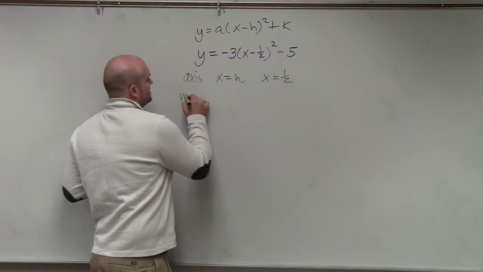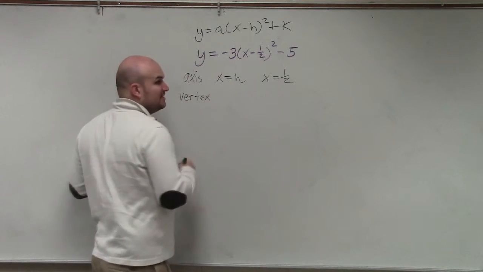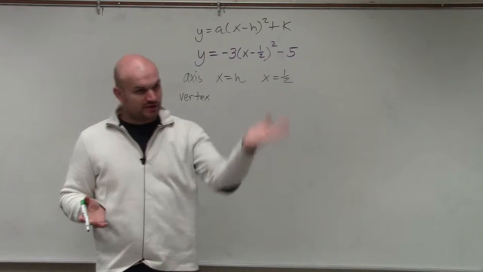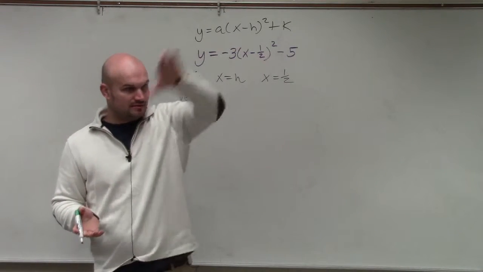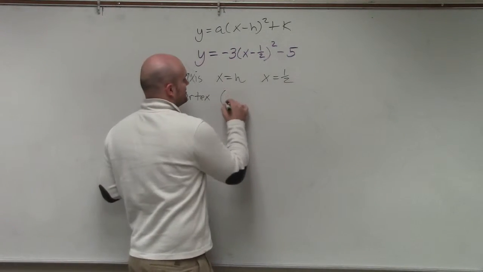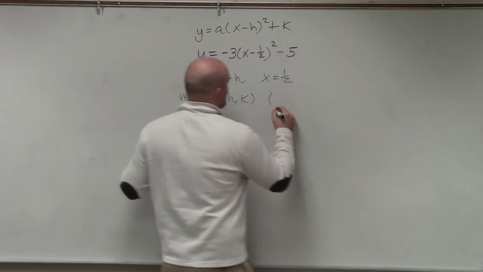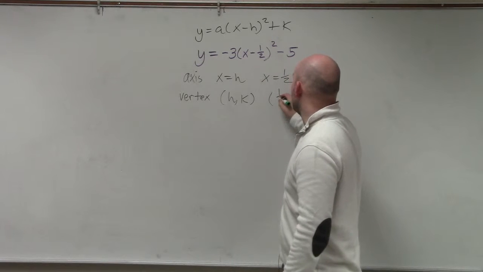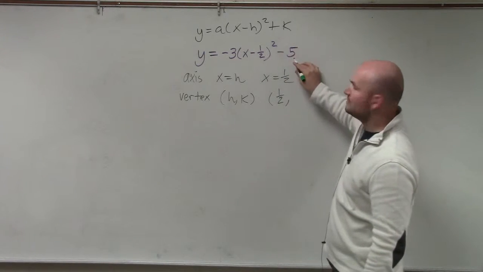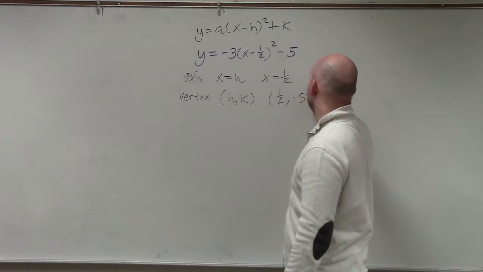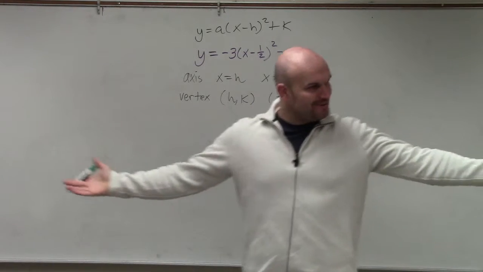The vertex is the point, either the maximum or the minimum. It's where the graph changes. So the vertex is simply (h, k) in vertex form. We already know what h is, which is 1/2, and k is going to be this number right here, which is -5. See how easy that was?